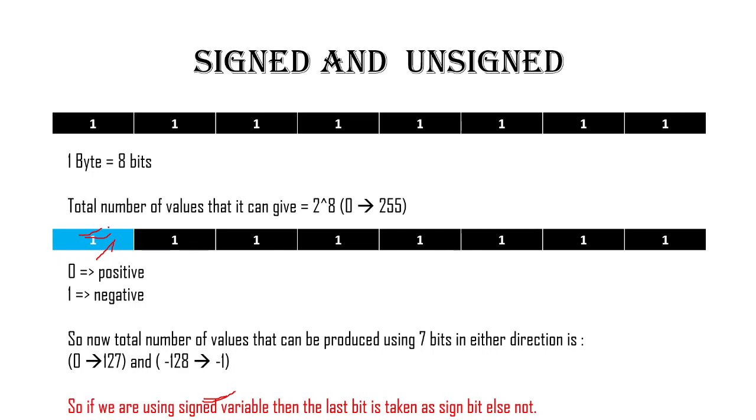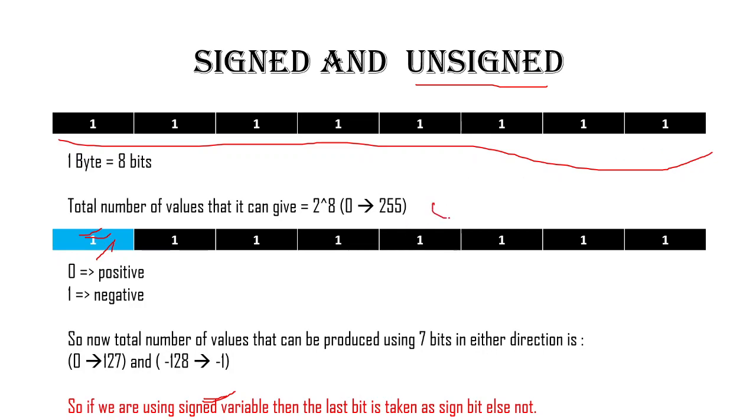So in that case, the minimum value that we can get in case of unsigned is when all of them become 0. So the minimum value that we'll get is 0, and the maximum value that we'll get is when all of them are equal to 1, that is 255. Okay, so this is the case of unsigned.